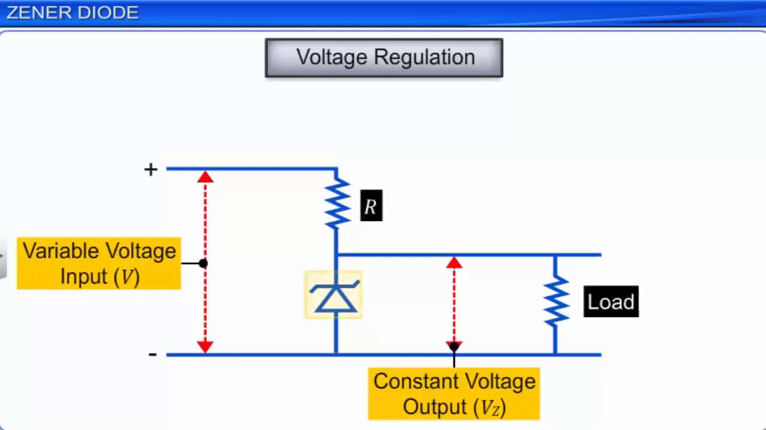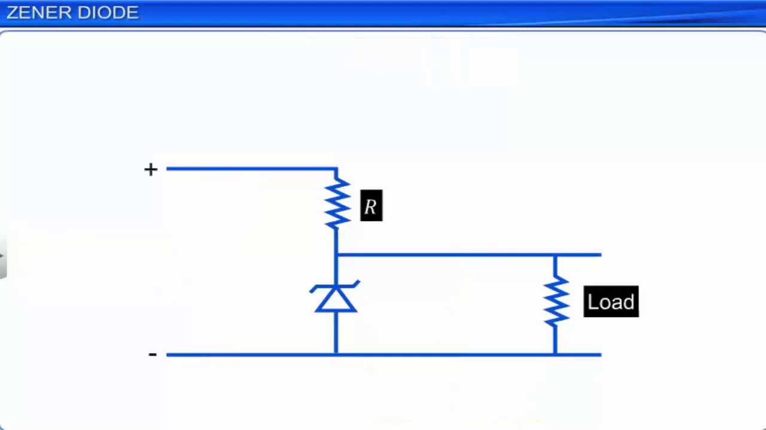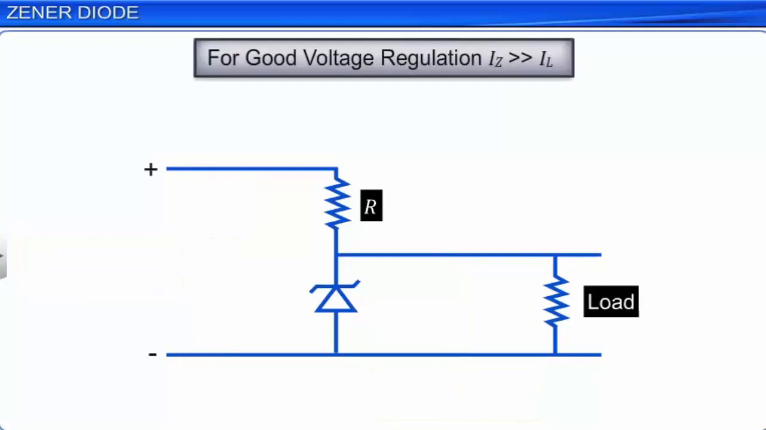The choice of the Zener diode depends on the required output voltage. Zener diodes are available with output voltages ranging from a few volts to hundreds of volts. In order to provide good voltage regulation, it is essential that the current through the Zener diode is several times higher than the load current. This is done by selecting a suitable series resistance R that ensures Zener current in the circuit is several times higher than the load current.